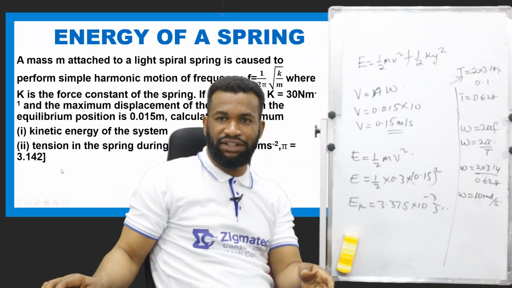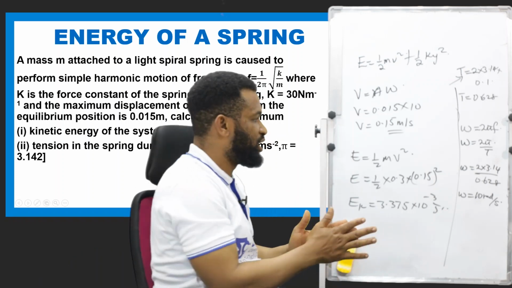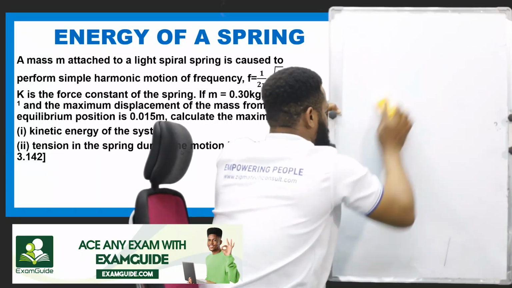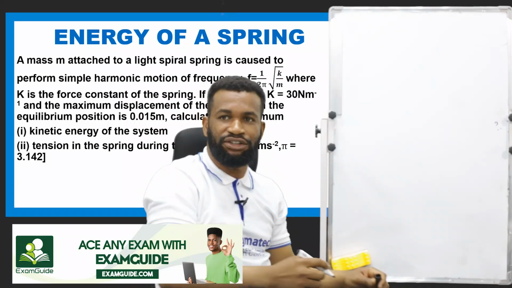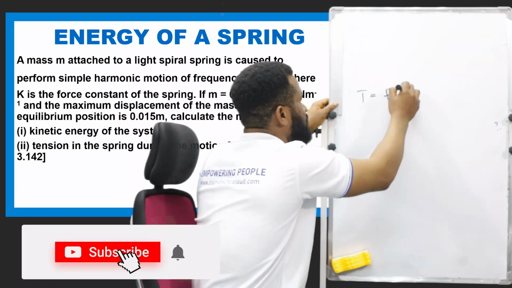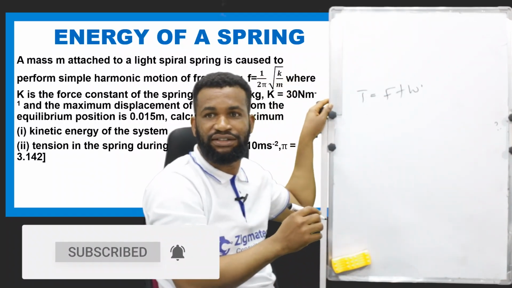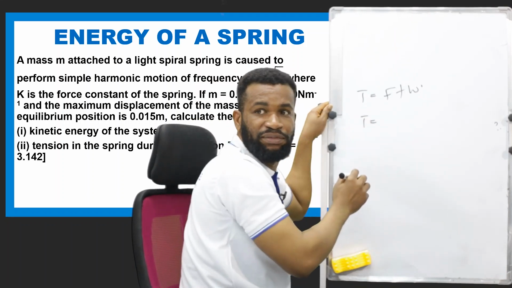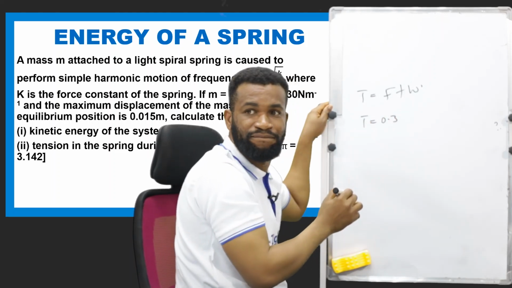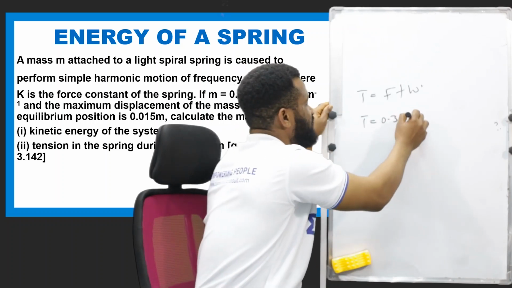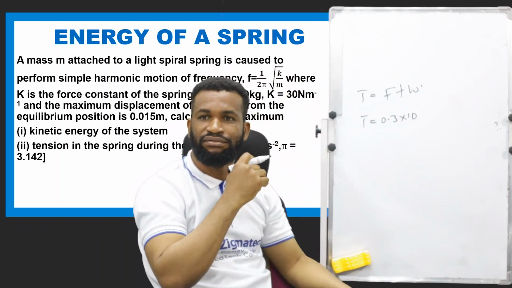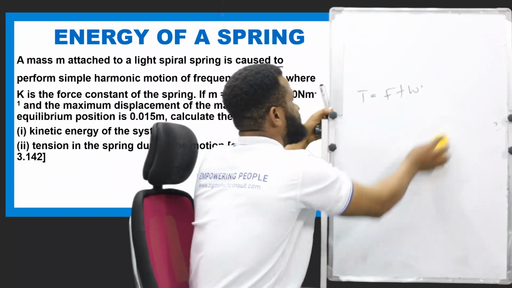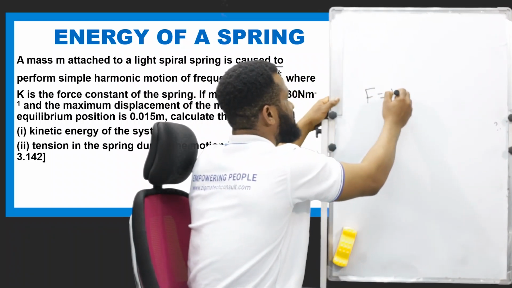Now, the tension in the spring. When we talk about the tension, we are talking about the force plus the weight. The force is going to be 0.3 times 10. Let me find the force, because remember that this is a spring. So the force is going to be Ky.